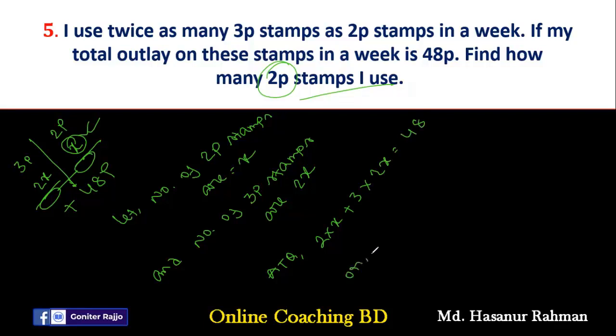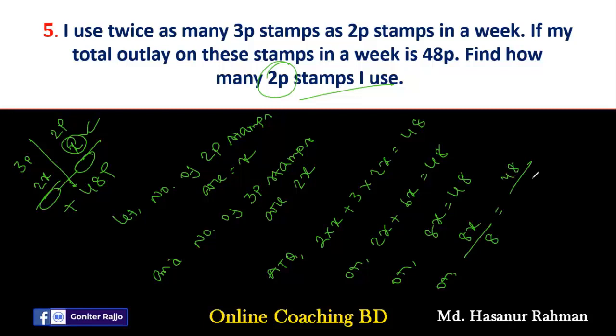Now we have to find out the value of x. 2 into x plus 3 into 2x, that is 6x, equal to 48. Now 6 plus 2, that is 8x equal to 48. Now we have to divide both sides by 8. Then it will be 8x by 8 equal to 48 by 8. So our final answer, x equal to 48 by 8, that will be 6. So the answer will be 6.